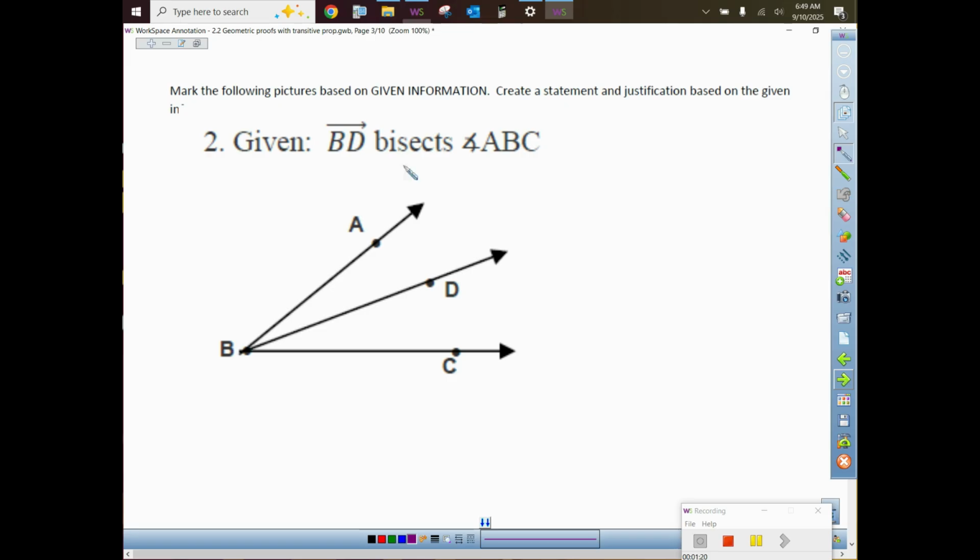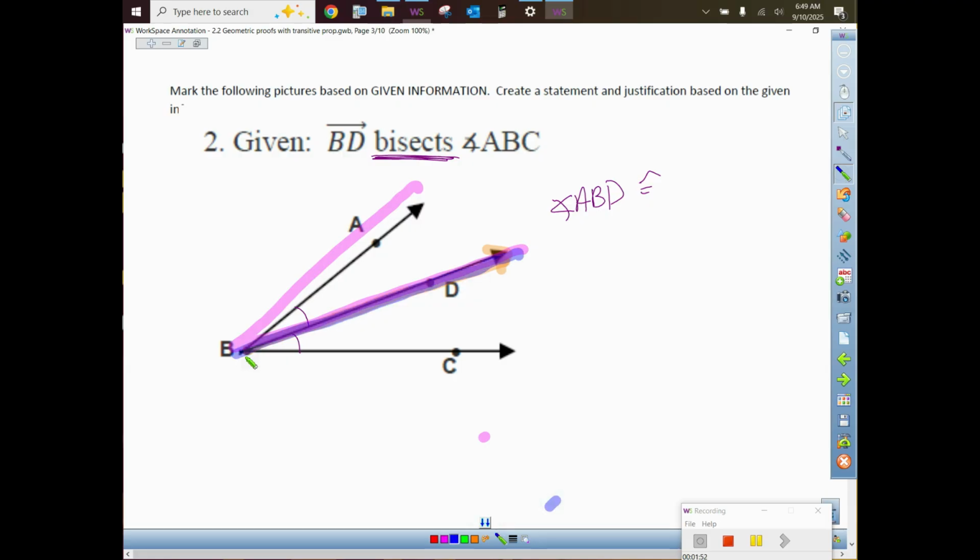Just like on this one, they gave me a vocab word here, bisects. They say that this ray BD bisects angle ABC. Well, I've got to mark that in the picture. That means that this angle and this angle are the same. So I write that down. The hard part is naming this angle. So this pink angle right here is angle ABD, right? He's got a vertex of B, and he's the same as this blue angle right here, angle CBD.